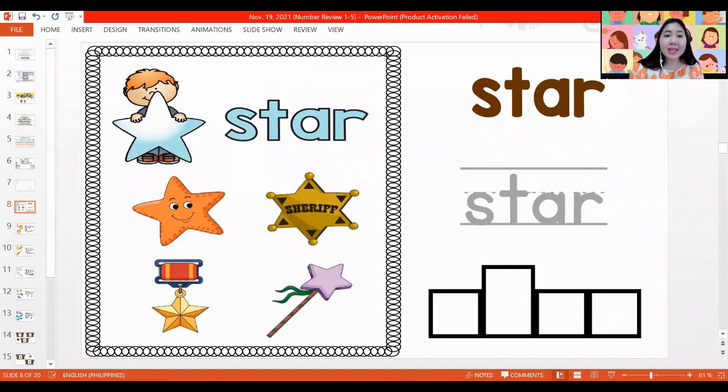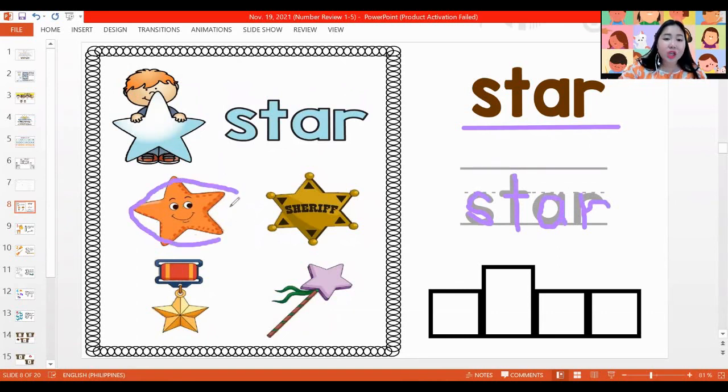Very nice. Now, let's review our shape friend for this week. So we have the shape here that spells out S-T-A-R. What word is that? It's the word star. Very good. Let's spell it out again. S-T-A and the letter R and the word is star.